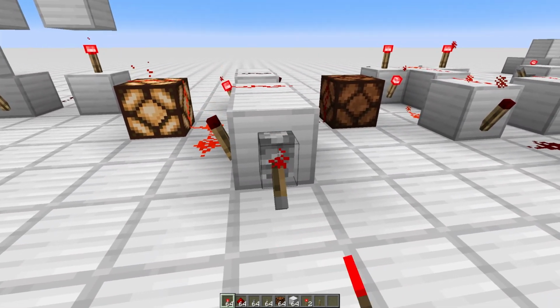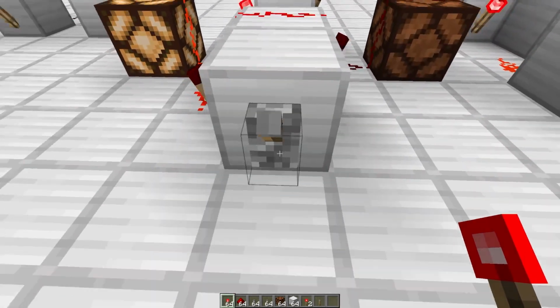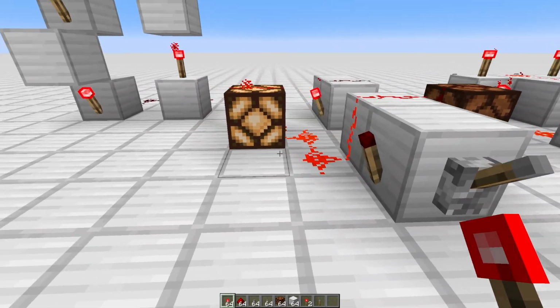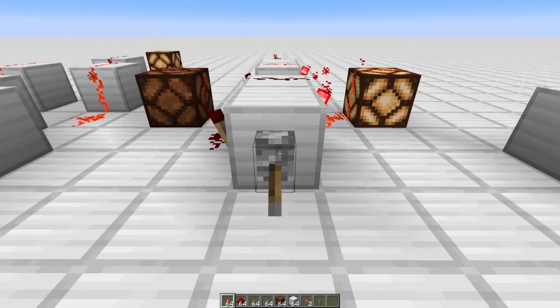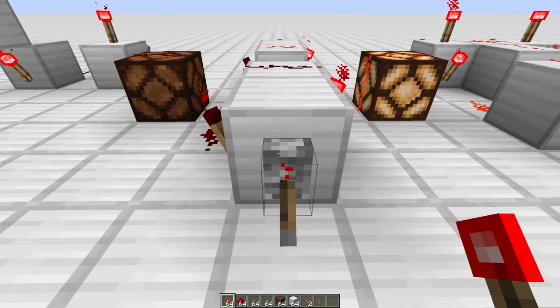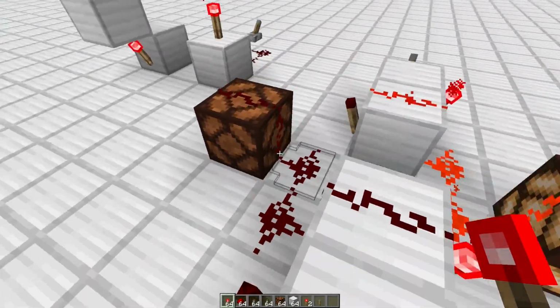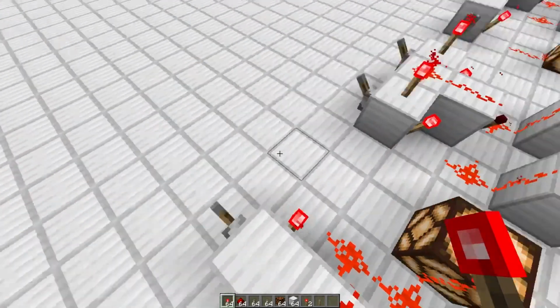So this side could flick as many times as it wants. It doesn't matter. And that side will be off. As soon as I turn this back off, it resets. Now, if I were to have this in the off state first, then this side is what actually gets latched.